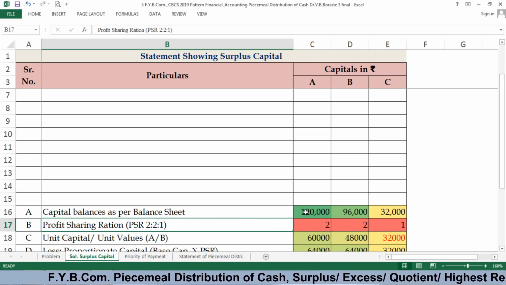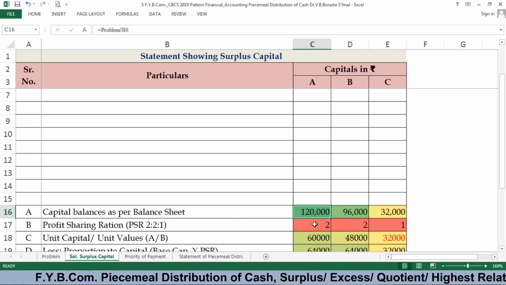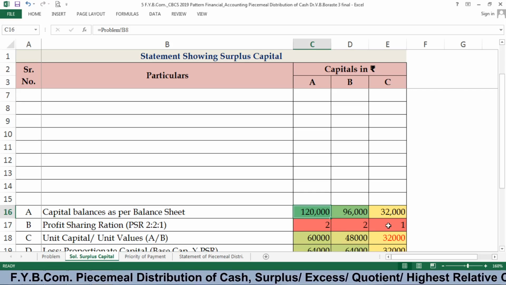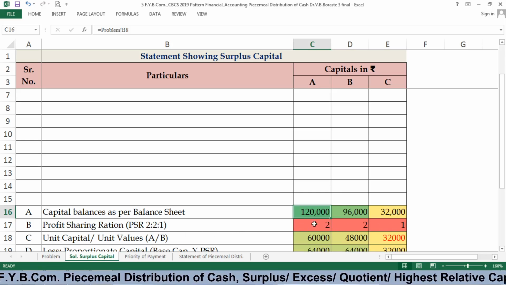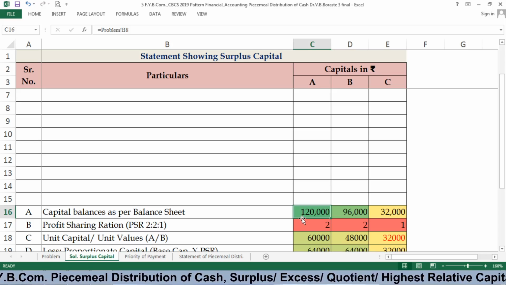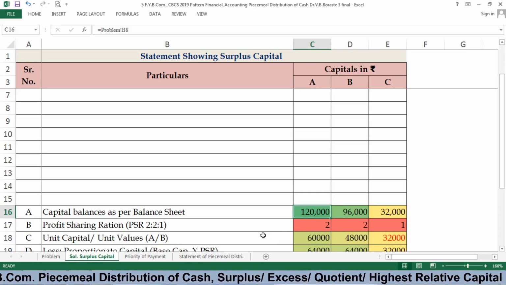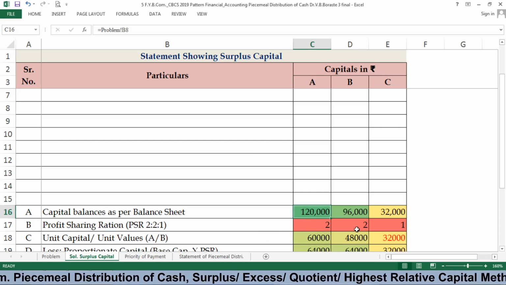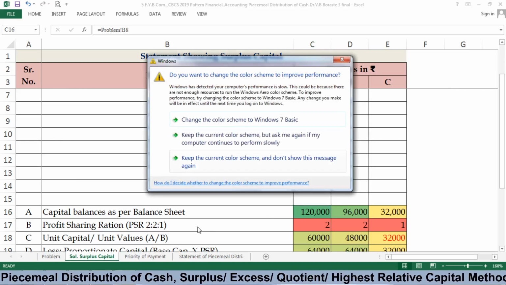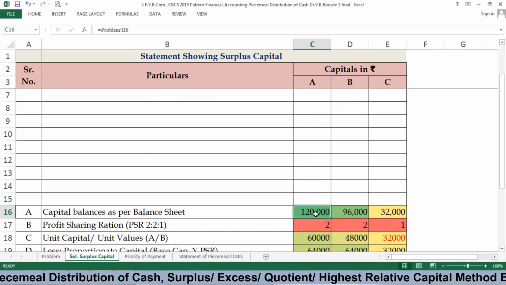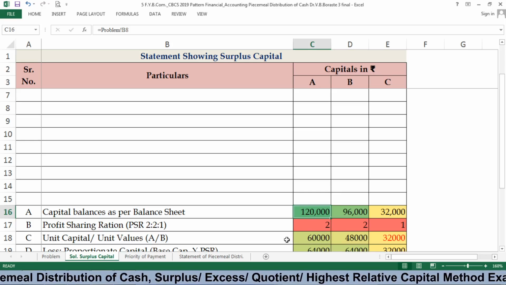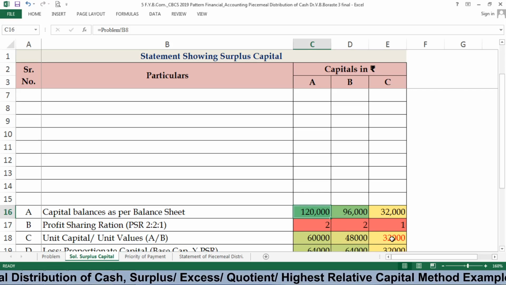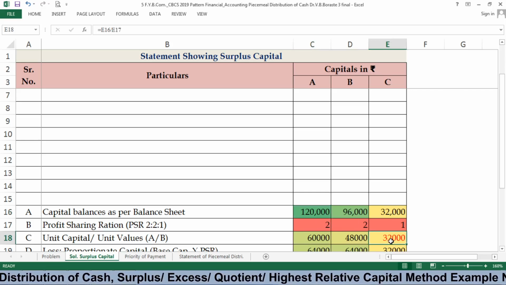Say for example, here Mr. A gives 1,20,000 for 2 shares, Mr. B gives 96,000 for 2 shares and Mr. C gives 32,000 for 1 share. That means here we are going to discuss how we can calculate unit capital. So 1,20,000 divided by 2 comes to 60,000. 96,000 divided by 2 comes to 48,000. That means for 2 shares Mr. A gives 1,20,000 and for 1 share Mr. A gives capital of rupees 60,000. Mr. B 48,000, and Mr. C 32,000 divided by 1 comes to 32,000.